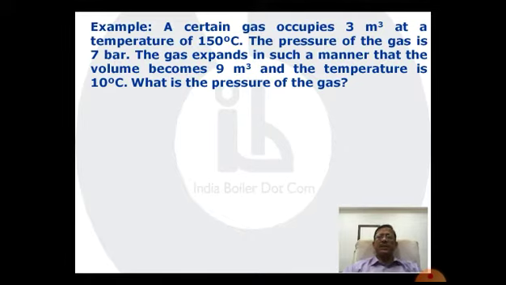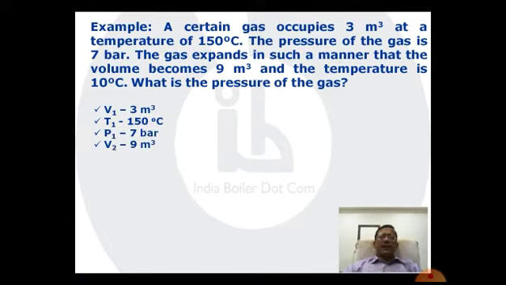So there are two different conditions, two different temperatures, two different volumes. One pressure is given, the other pressure is not known. Let us first write down what is given. Volume 1 is given, that is 3 meter cube. Temperature at that condition is given, 150 degrees centigrade. Pressure is given as 7 bar.